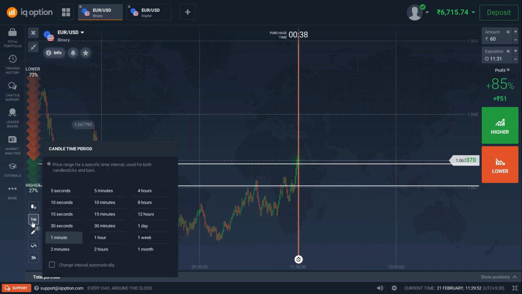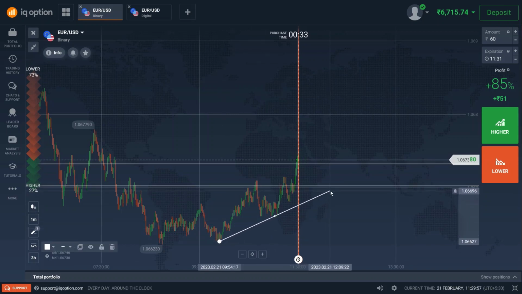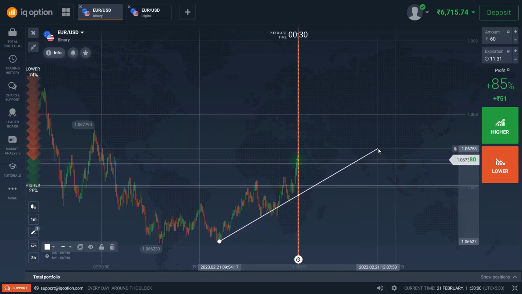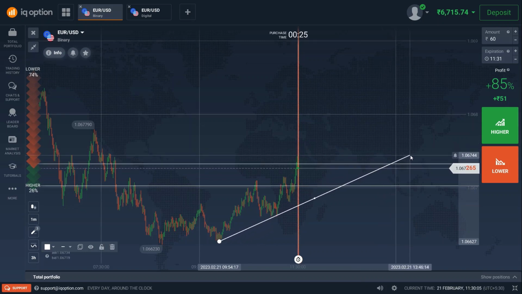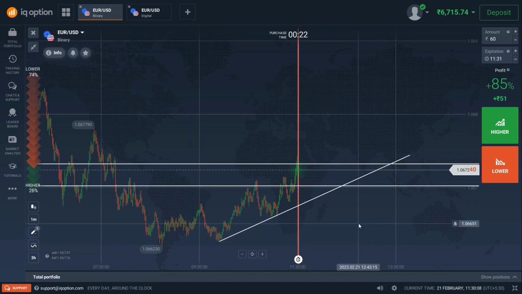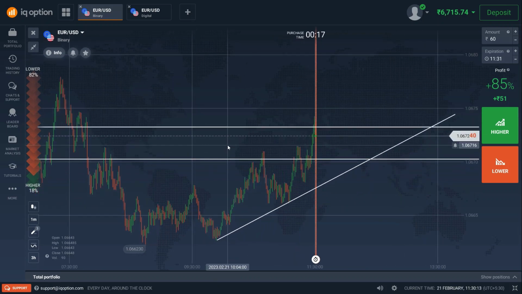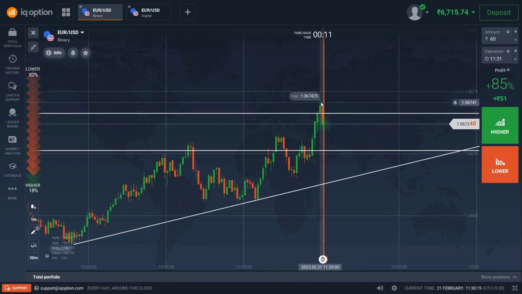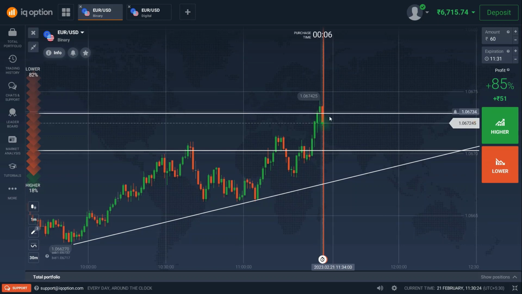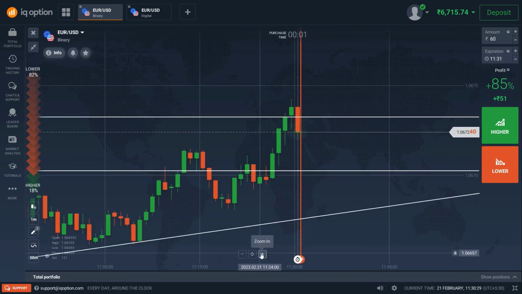Let me draw a trend line. This should be it. So let's wait for the confirmation. As you can see, the market went above the resistance level, and the sellers started to push the market down.